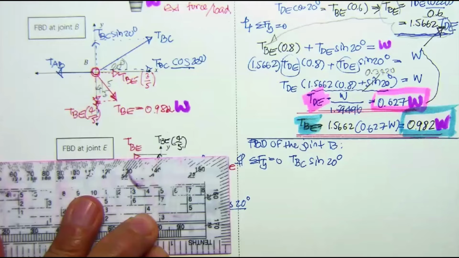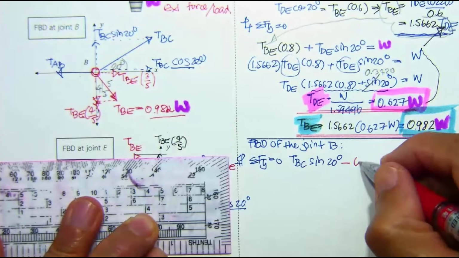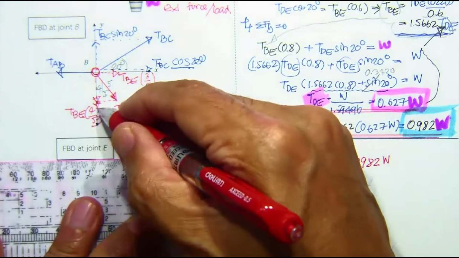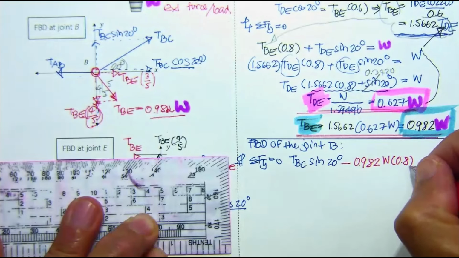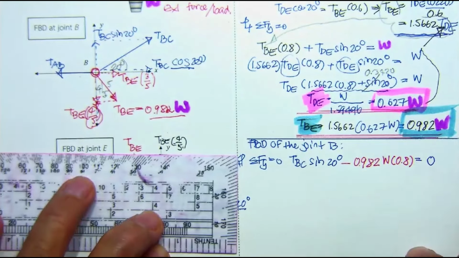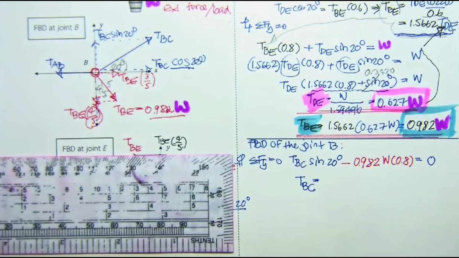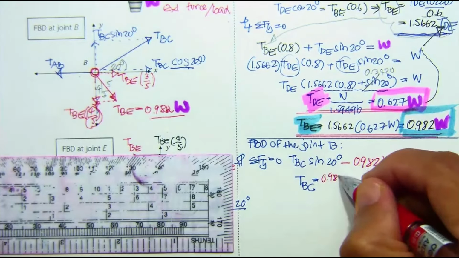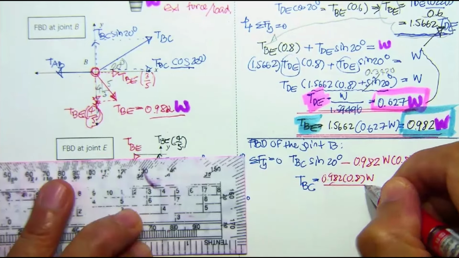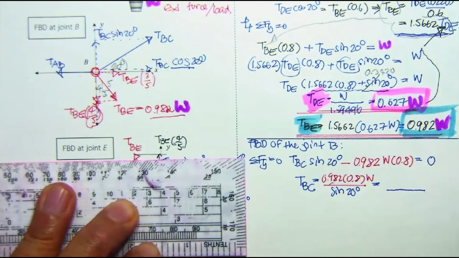And then you have P sub BE, negative. P sub BE already is 0.982 W times 4 over 5 times 0.8 times 0.8, and that's going to be equal to 0. Then you have T sub BC equal to 0.982 times 0.8 W divided by sine 20 degree. You get this T sub BC.